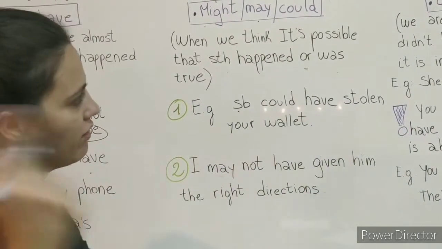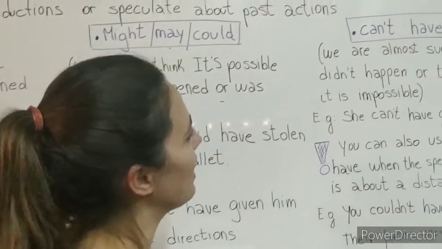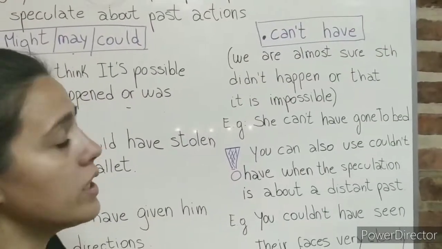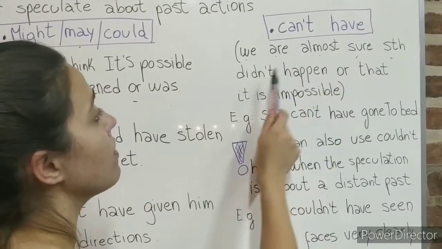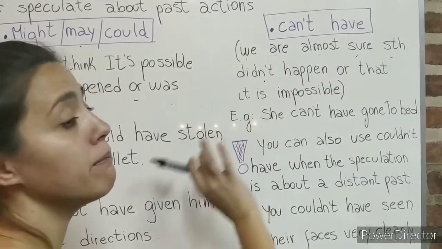Okay? Great, let's continue. So here we have can't have, yes? We use it when we are almost sure something didn't happen or that it is impossible.